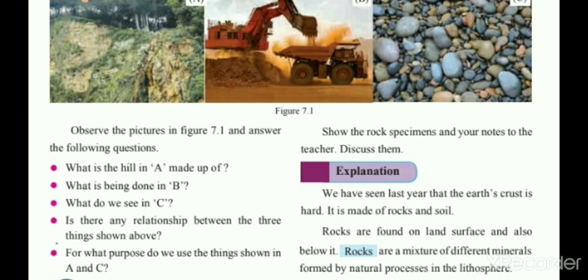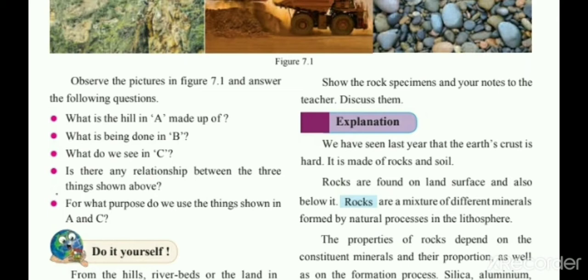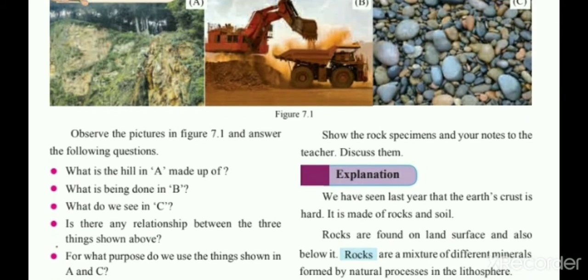The first question is, what is the hill in A made up of? I have told you before, the hills are made up of big rocks. So the hill A is made up of big rocks. Here the pictures are named A, B and C. What is being done in B? In figure B, the rocks are extracted and loaded onto the truck by using a machine. A JCB is being used to take that rock and put it in the truck.